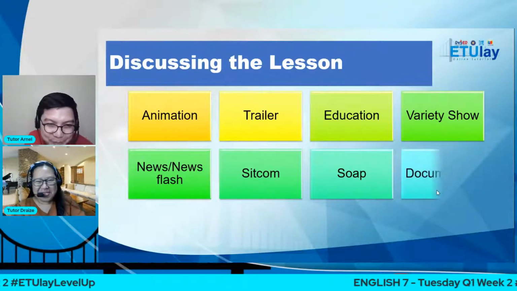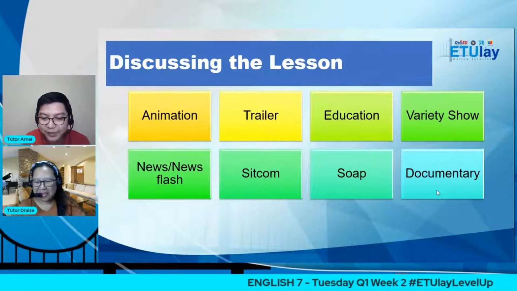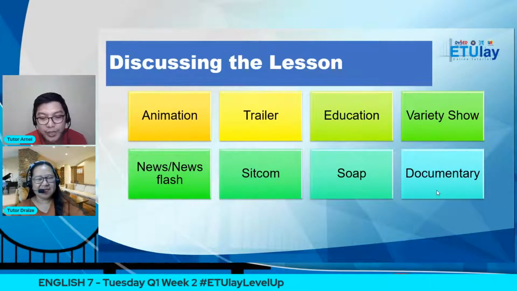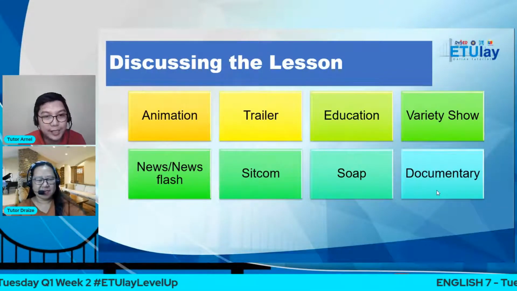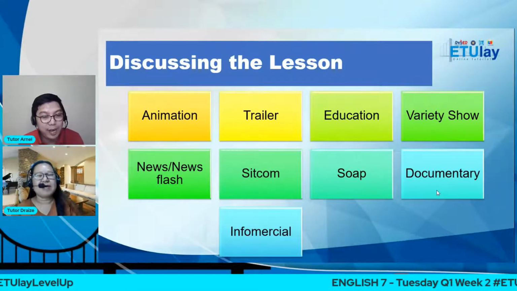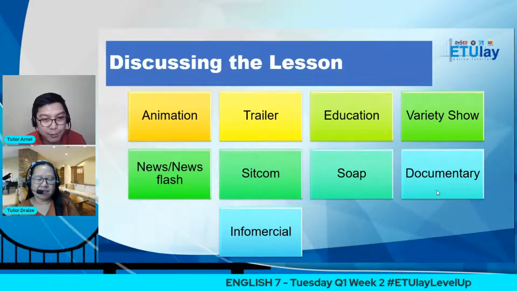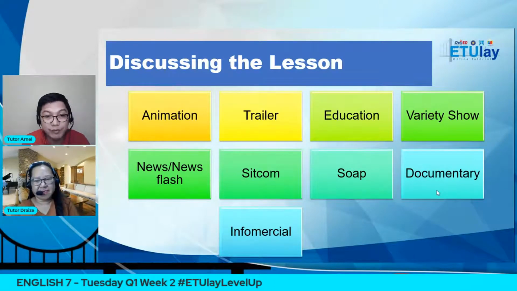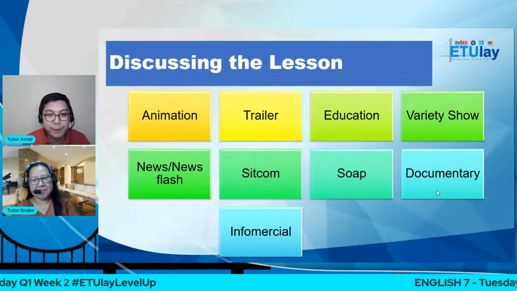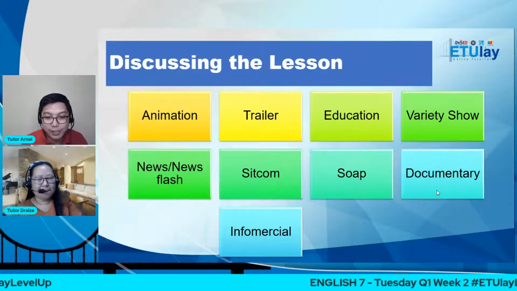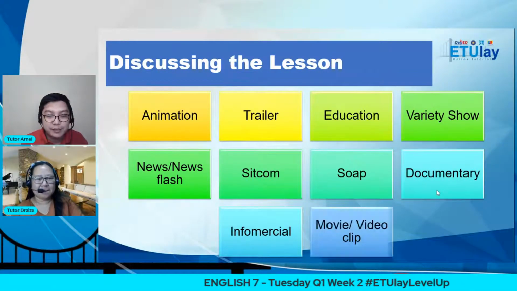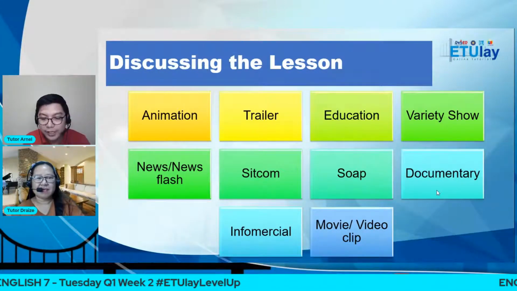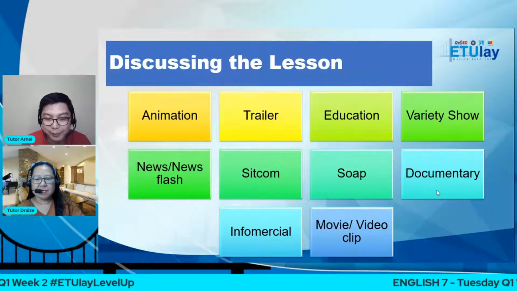And of course, we do have documentary. This kind of show is providing us factual and real records or a report about an interesting topic. One of it is KMJS or Kapuso Mo Jessica Soho. That's an example of that. Infomercial is a combination of information and commercial. So if a commercial is showing us some information, then we can classify that as an infomercial. And lastly, we do have movie or video clip, of course, when we are watching it like in Netflix. Those are examples of it.